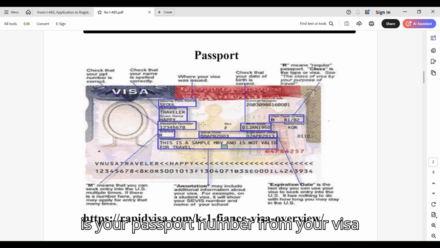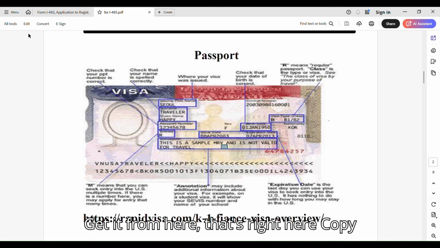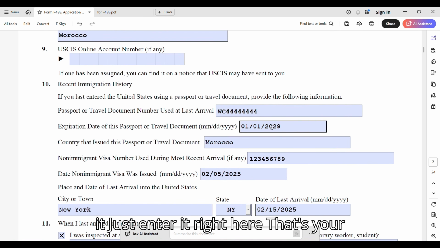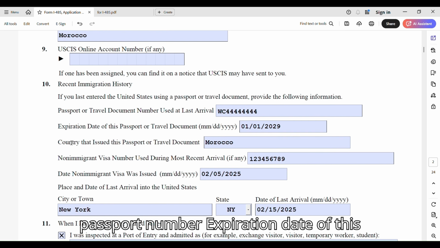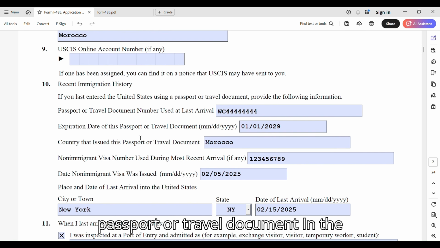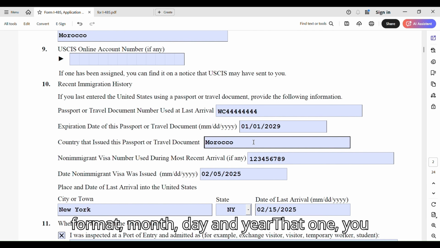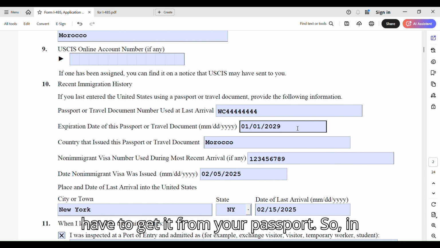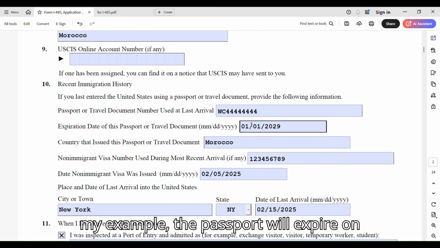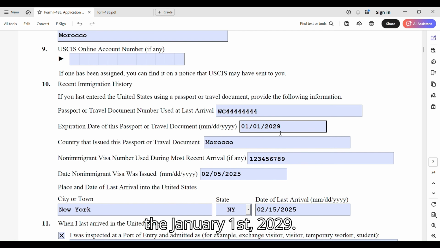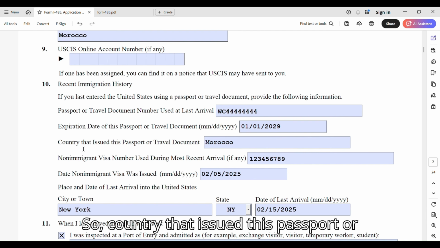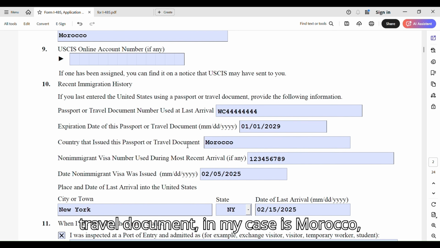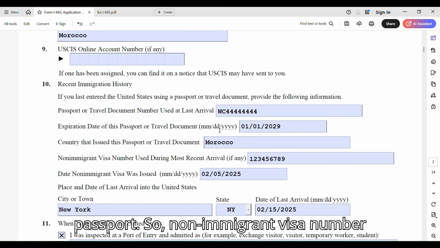This is your passport number from your visa. This is your passport number right here. You get it from here. That's right here. Copy it. Just enter it right here. That's your passport number. Expiration date of this passport or travel document, in the format month, day, and year. That one you have to get from your passport. So in my example, the passport will expire on January 1st, 2029. Country that issued this passport or travel document, in my case is Morocco. You will get this information from your passport.